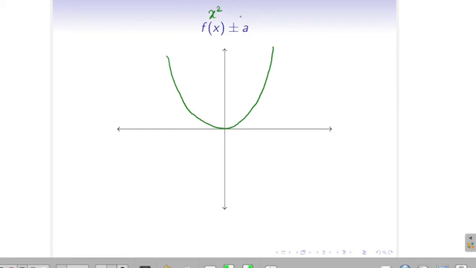Now I am drawing the graph of x square plus 2. So what will happen? The graph will shift 2 points upwards as it is. And you can also think what will happen if I just draw the graph of x square minus 2. The original graph, from the green, will shift 2 points downwards.